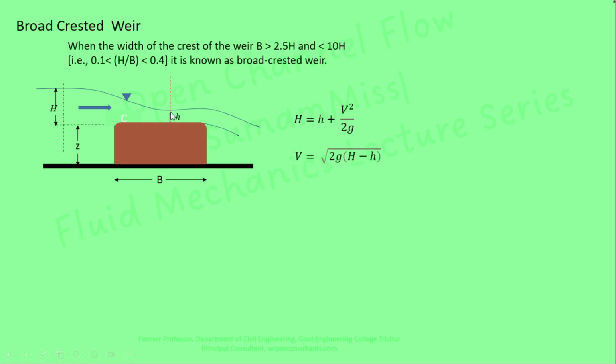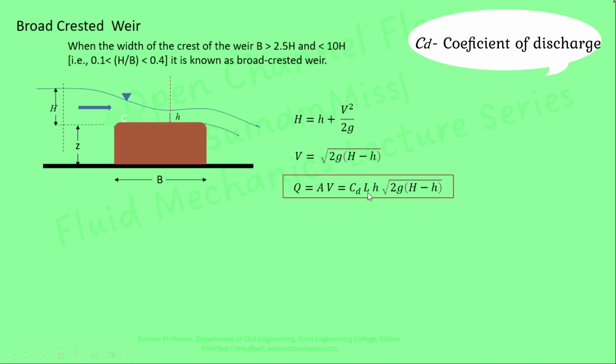Since the depth of water available over the weir crest is equal to h, the flow area is equal to L into h, where L is the length of the weir. So the discharge equation, Q equals A V, which is equal to Cd into L into h into root of 2g (H minus h), represents the flow area into velocity. In order to calculate the discharge, we have to measure two h values. One is just upstream of this weir and the other is over the weir crest.